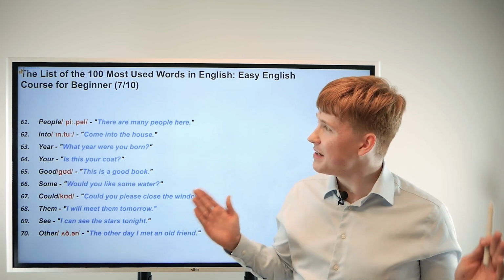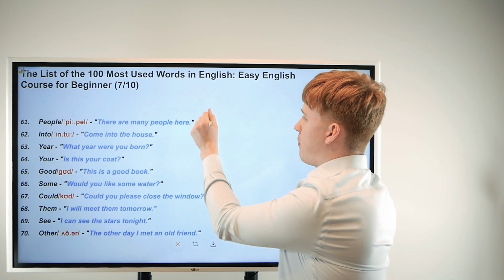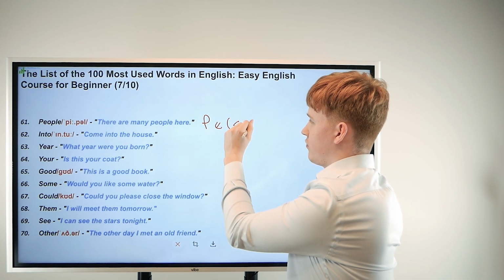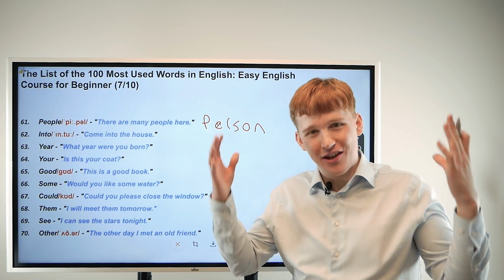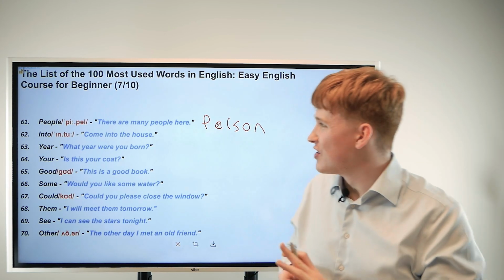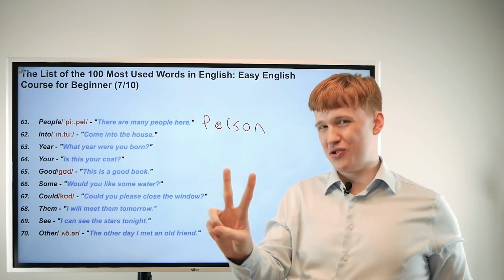Next up, we have people. There are many people here. People is the plural for person. And one person, I am one person. A human being is a person. So you would say there are two people, one person, but two people.